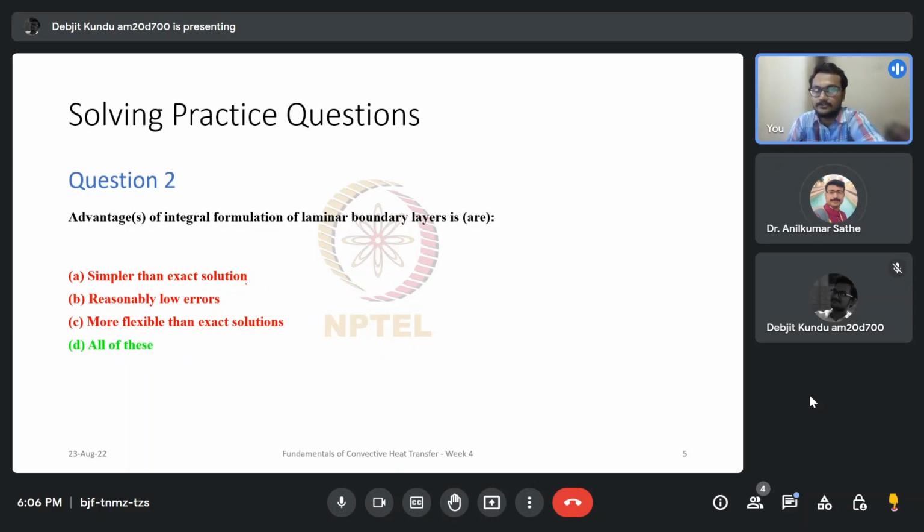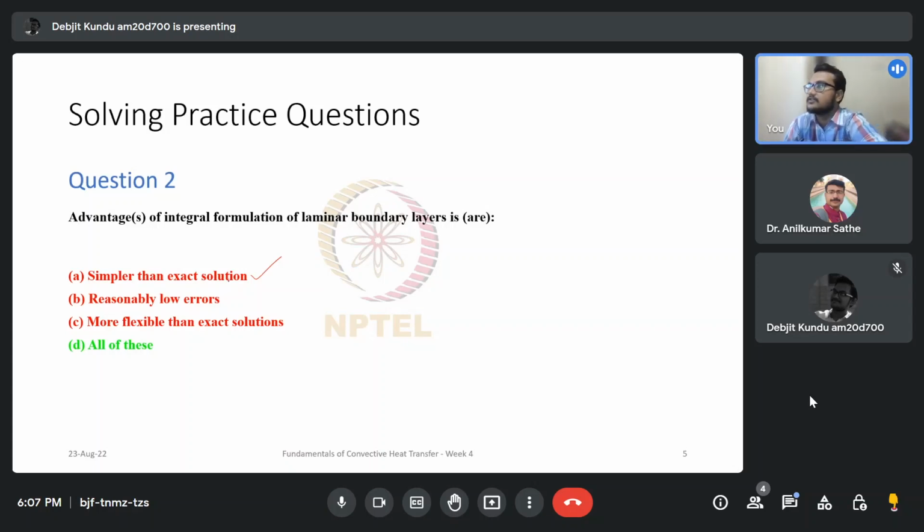It is simpler than the exact solution because the entire formulation becomes simple. If we look at the lectures, at different points our course instructor, Professor Dalal, stops and points out the error percentage from the exact solution. We see in those consecutive steps that even a much simpler method, the integral formulation, gives reasonably low errors when compared with the exact solutions. That's what makes this integral formulation very powerful.